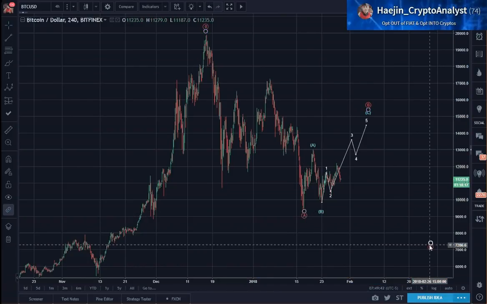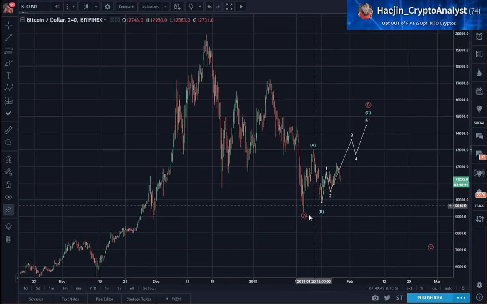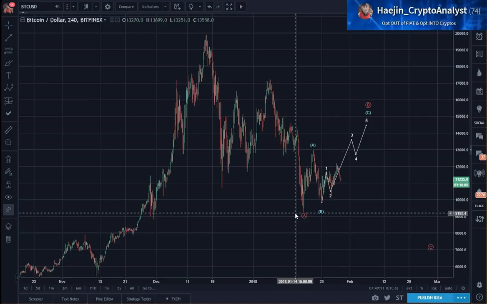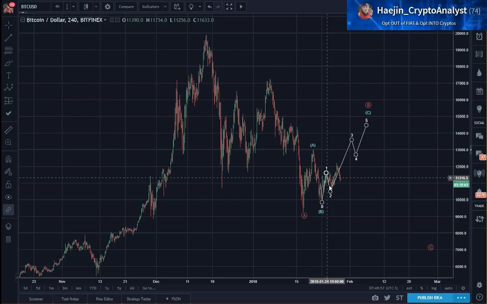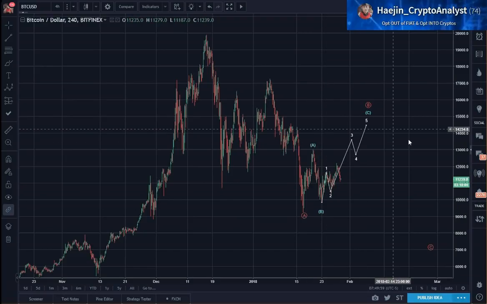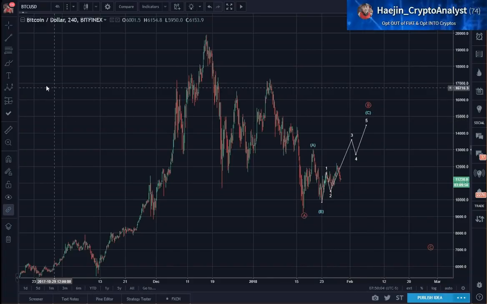If this A, B, C is correct, and if we are working on this B, red B, the subwaves show that we need to have A, B, C, the blue ones, and the subwave of the blue needs to be 1, 2, 3, 4, 5. This can certainly be invalidated, and we can go back to the original wedge pattern. I'll show you in a minute.